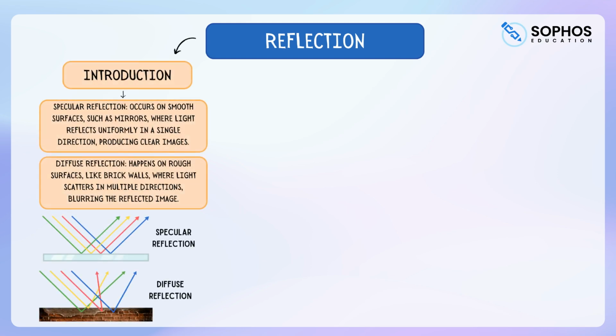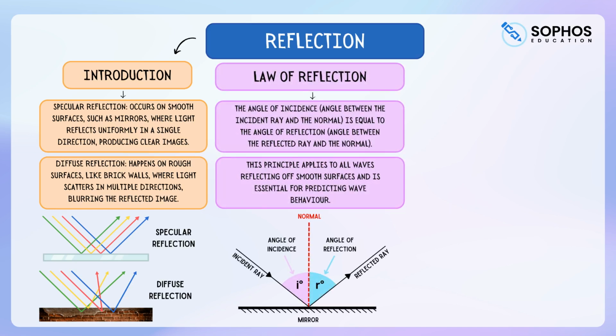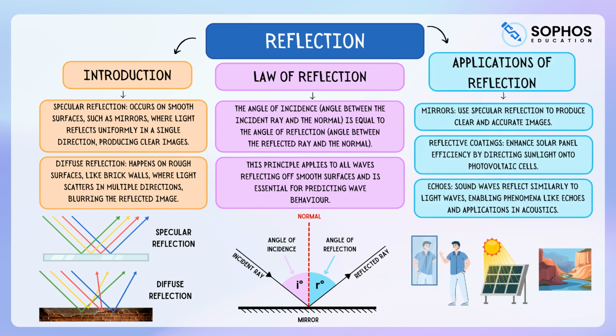In today's lesson, we delved into the concept of reflection and the law governing it. We explored two main types of reflection: specular reflection, which occurs on smooth surfaces like mirrors, and diffuse reflection, which happens on rough surfaces like brick walls. For the purposes of this lesson, we focused on specular reflection. We then learned the law of reflection, which states the angle of incidence equals the angle of reflection, when both are measured relative to a normal line drawn perpendicular to the surface at the point of incidence. We finished off by discussing some practical applications of reflection.